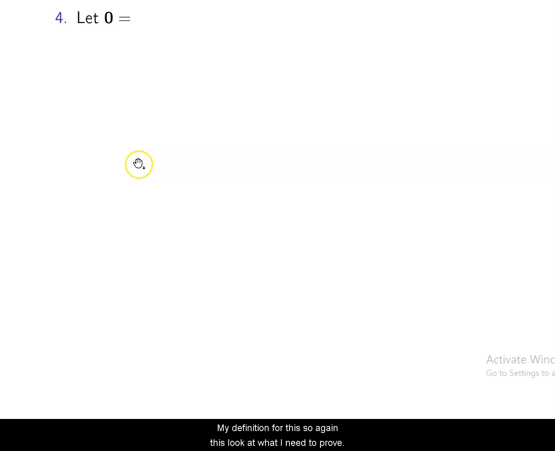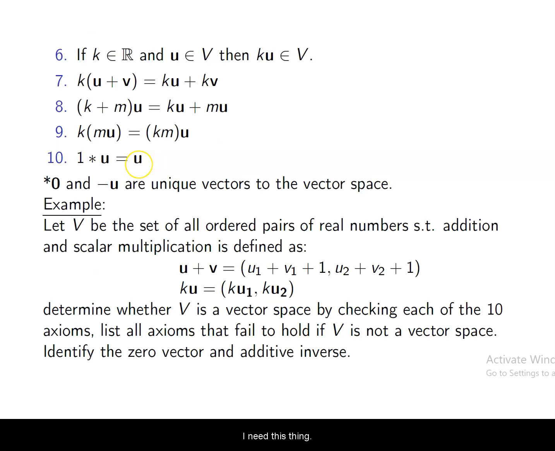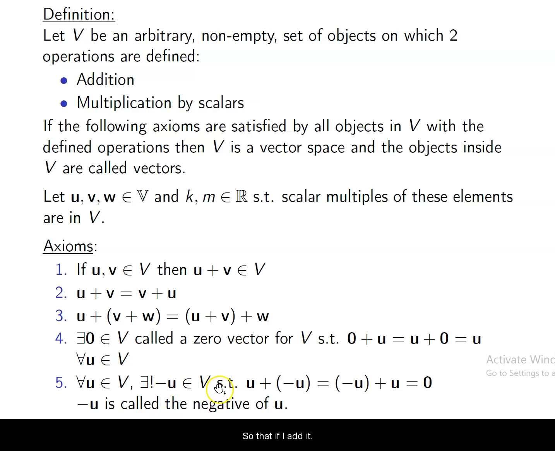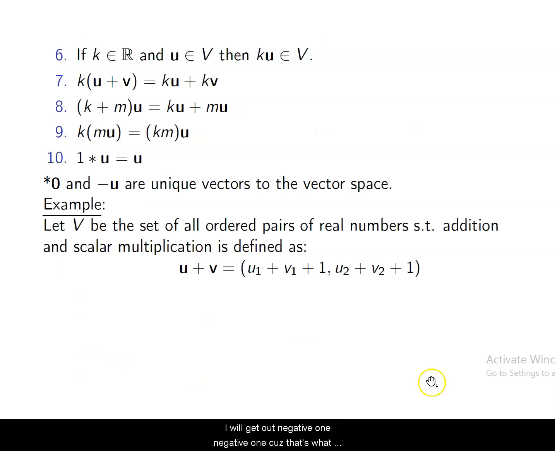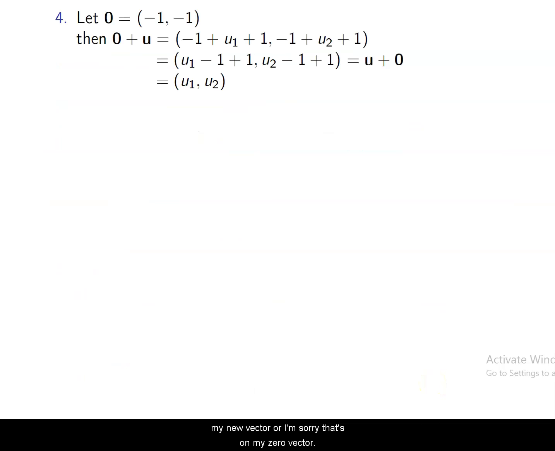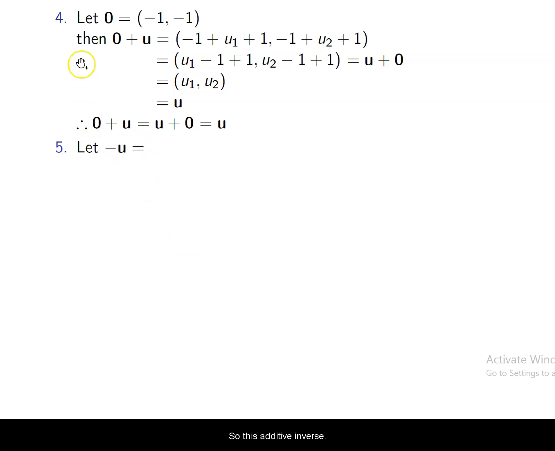My definition for this, so again, let's look at what I need to prove. I need this thing so that if I add it to any vector, I get out the 0 vector. And so remember, what is my 0 vector? My 0 vector was -1, -1 in this case. So I need something that whenever I add it to any standard vector, its additive inverse, I will get out -1, -1, because that's what my 0 vector is. Okay, so this additive inverse is associated with this additive identity. They go together, okay? So this is what I need for an additive inverse.